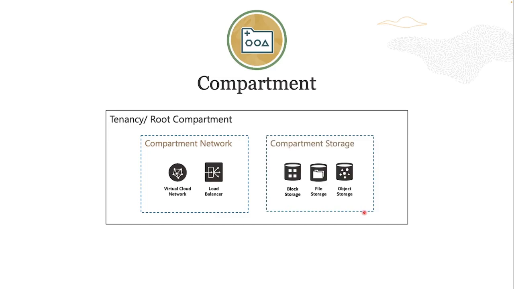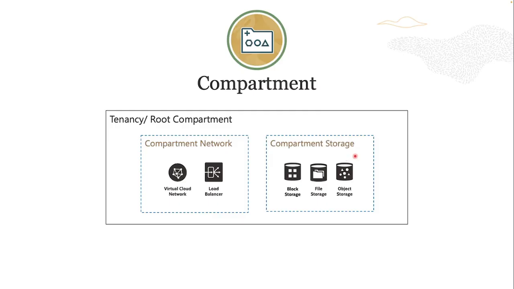So now you must have got it. Just like folders, these compartments are logical containers where you can keep all your related resources. Like you can see in this example, we have kept virtual cloud network and load balancer in compartment network, and similarly, block storage or file storage in compartment storage.